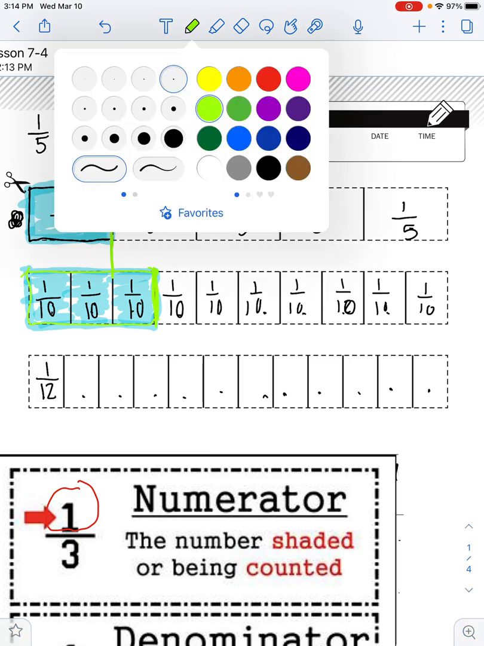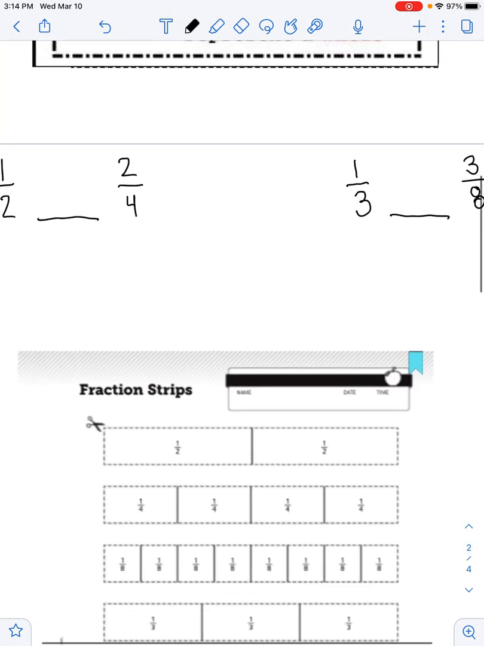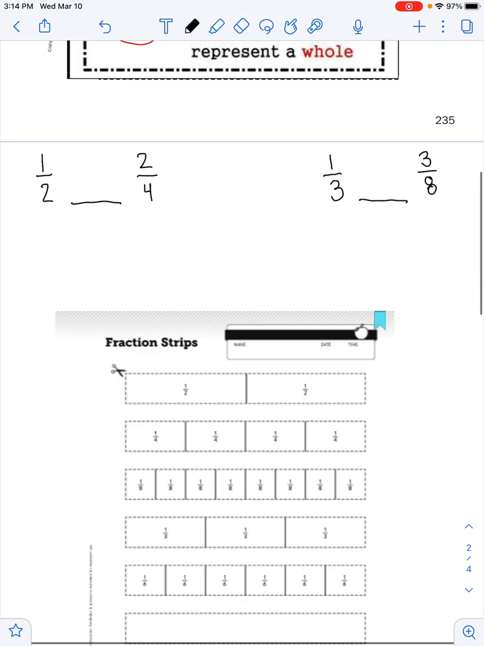So we are going to put the less than symbol right here, saying that 1/5 is less than 3/10. Okay, let me show you a few more, and then you guys are going to try it on your own.